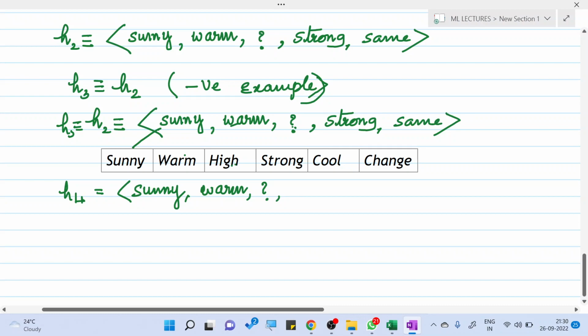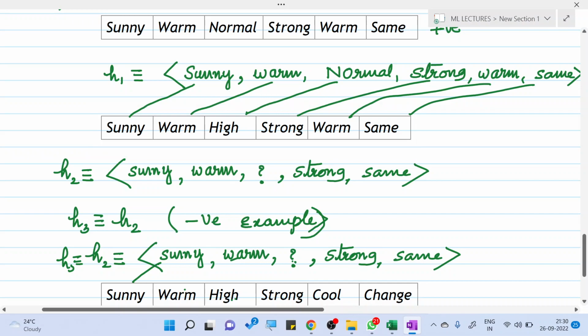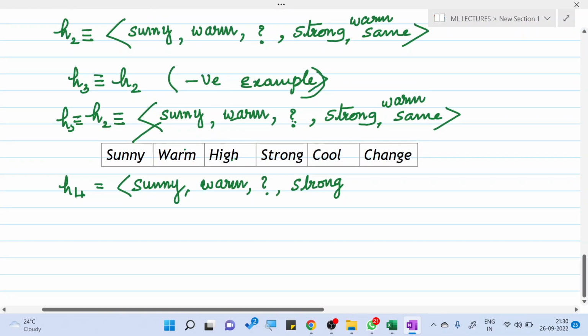Strong. Did I miss any value in H2? Yes, I think warm I missed here, warm, and here it is also warm. So now it is warm and here it is cool. Both are true, both are positive. So what shall I do? To accommodate both the values, I will write question mark. Then same and change. Both are true. So to accommodate both the values, question mark.